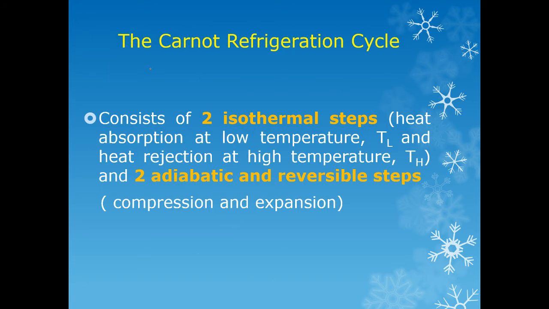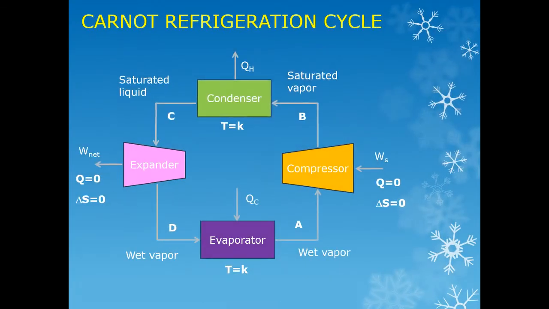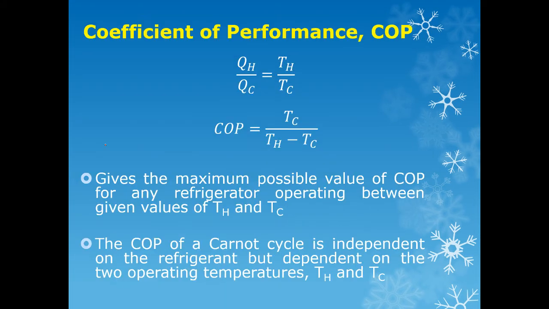The Carnot refrigeration cycle consists of two isothermal steps and two adiabatic and reversible steps. Tingnan natin, saan ba yun? Okay. So, two isothermal steps, ito yun. And two adiabatic and reversible steps, ito yun.